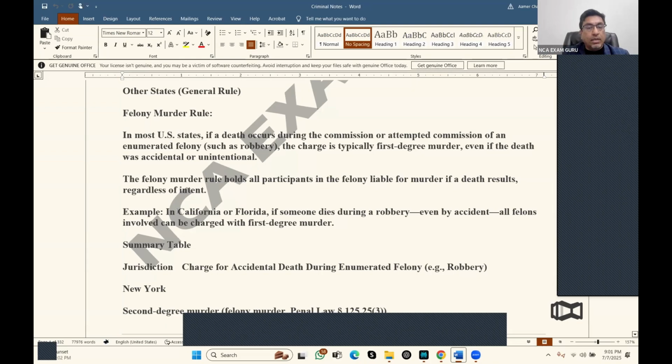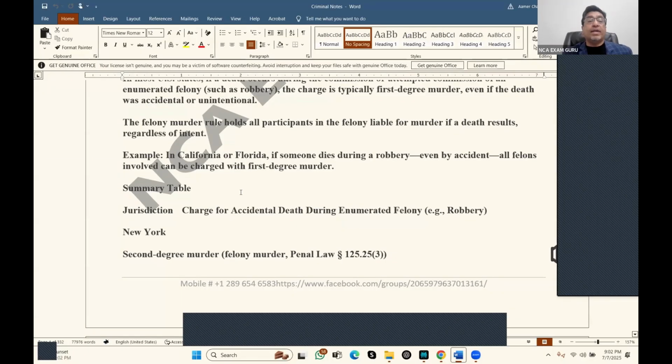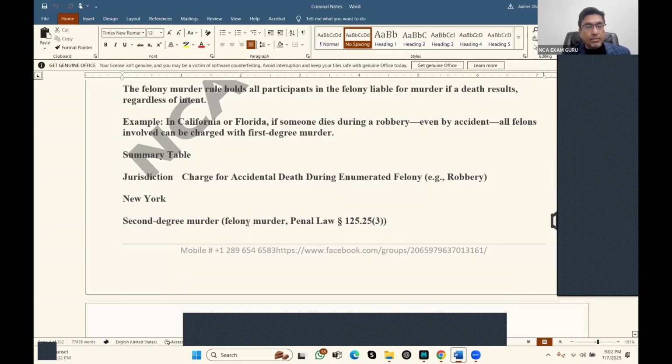Example. In California or Florida, if someone dies during a robbery, even by accident, all felons involved can be charged with first degree murder. All felons. If I'm the single person or I have 5 people, all are going to be charged. Different than Canadian criminal law. Okay, New York, second degree murder, felony.